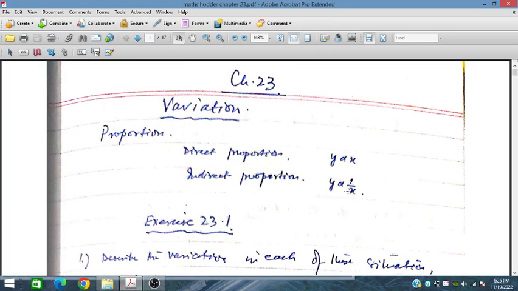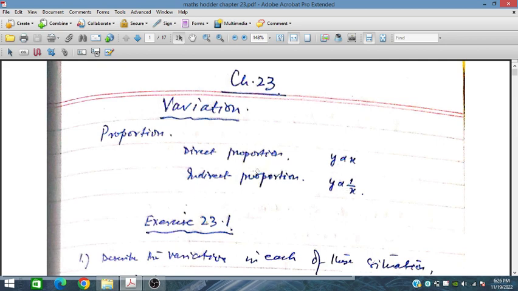Bismillahirrahmanirrahim. In this session, we will discuss variations or proportion. There are two types of proportions we usually consider: direct proportion or indirect proportion. In a direct proportion, one is an independent variable and the other one is a dependent variable. Here, x and y are two variables. Here, y is dependent on x, so with a variation in x, y will vary.